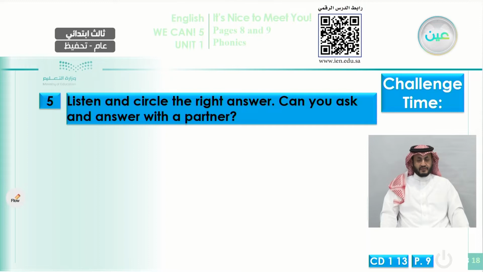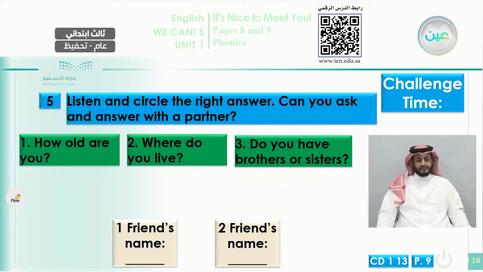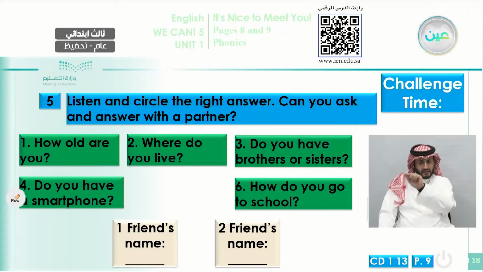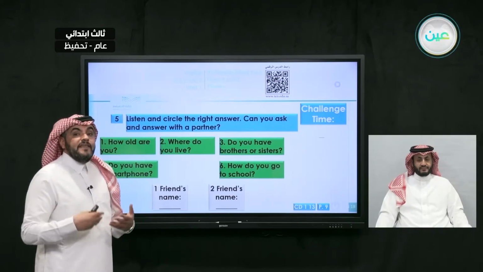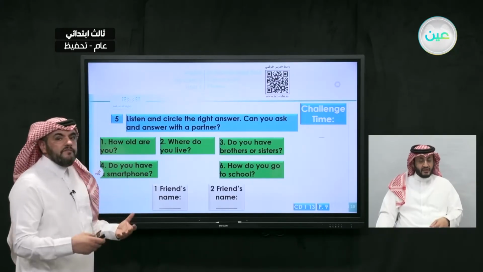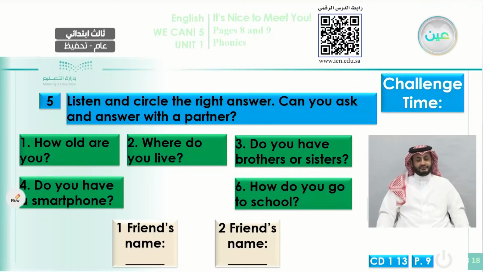That is number 5 on page 9, challenge time. Listen and circle the right answer. Can you ask and answer with a partner? Okay, we have some questions like these ones. Number 1 here, how old are you? If you ask somebody how old he or she is, you want to get the age of this person. Where do you live? The place where a person lives. Number 3, do you have brothers or sisters? Number 4, do you have a smartphone? And number 6, how do you go to school?